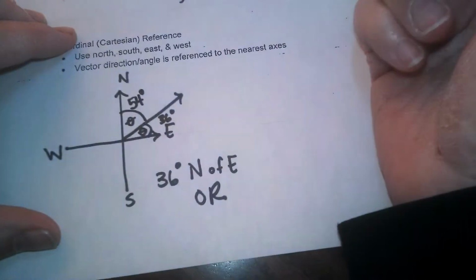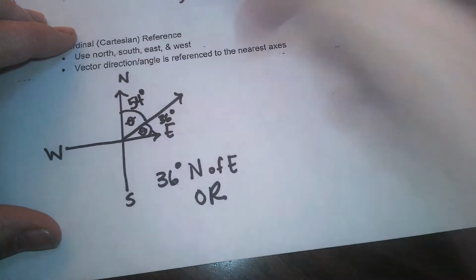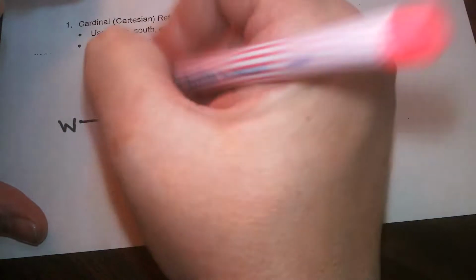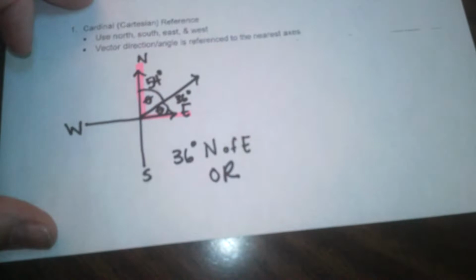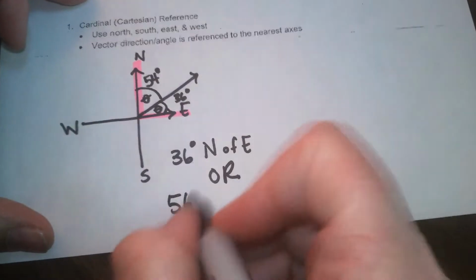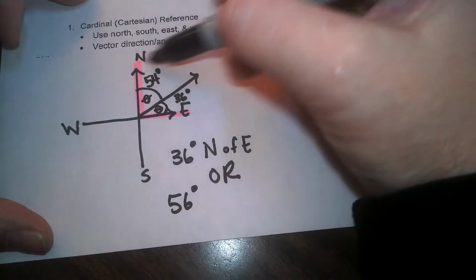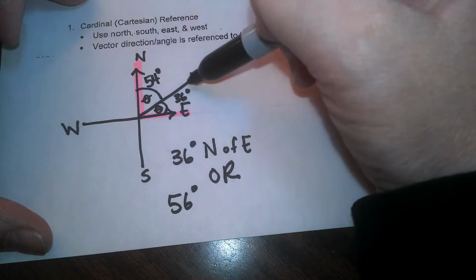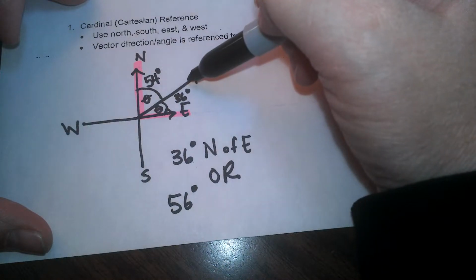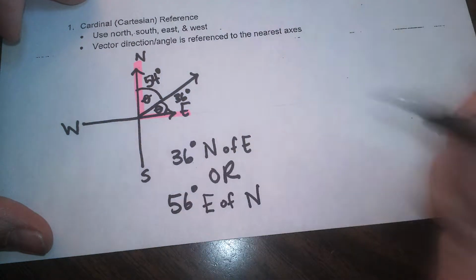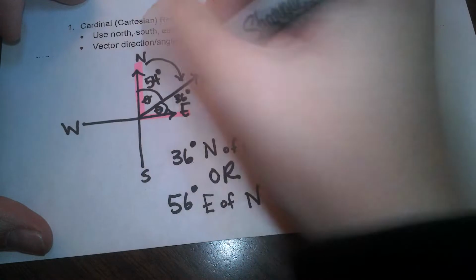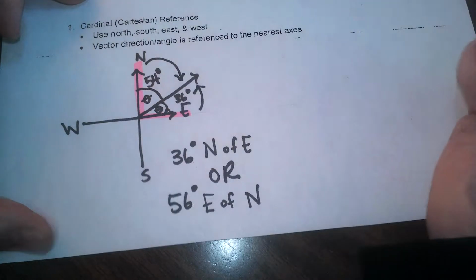$54. How did you figure that out, Kyle? 90 minus 36, because this is a right angle triangle. Okay. If I said 56 degrees, which way do I have to go from north to get to this resultant vector? East. This is east of north.